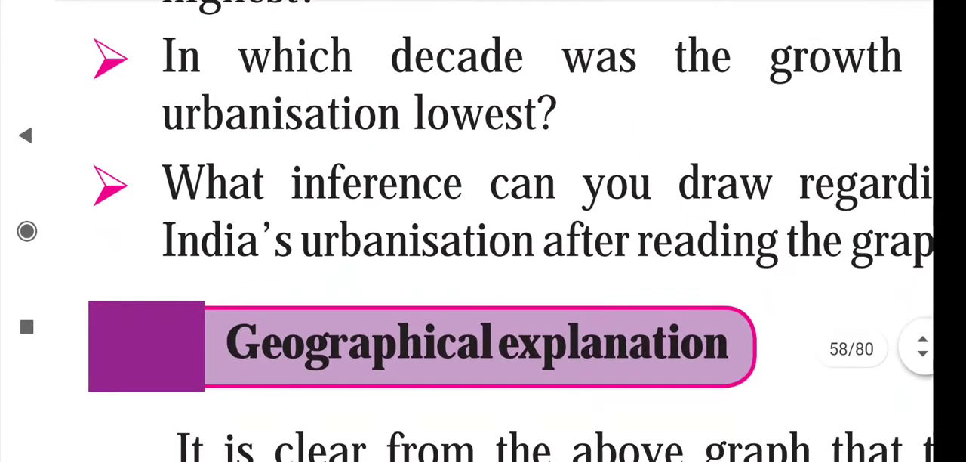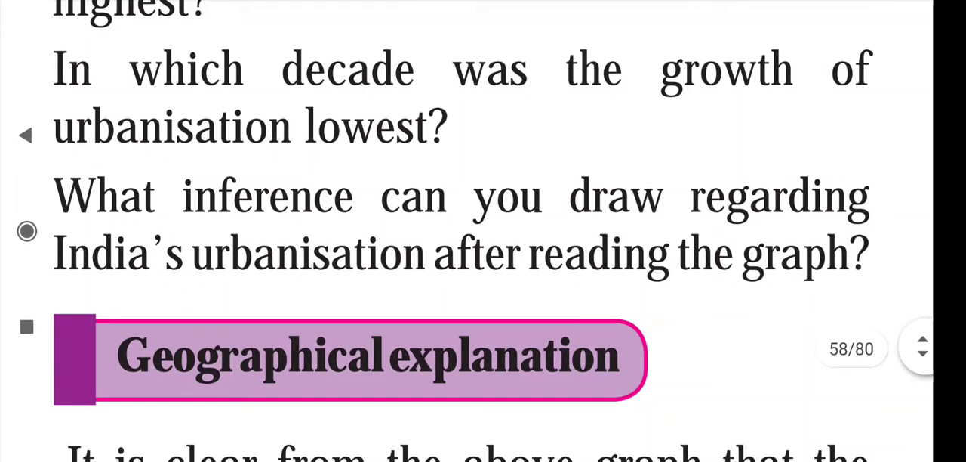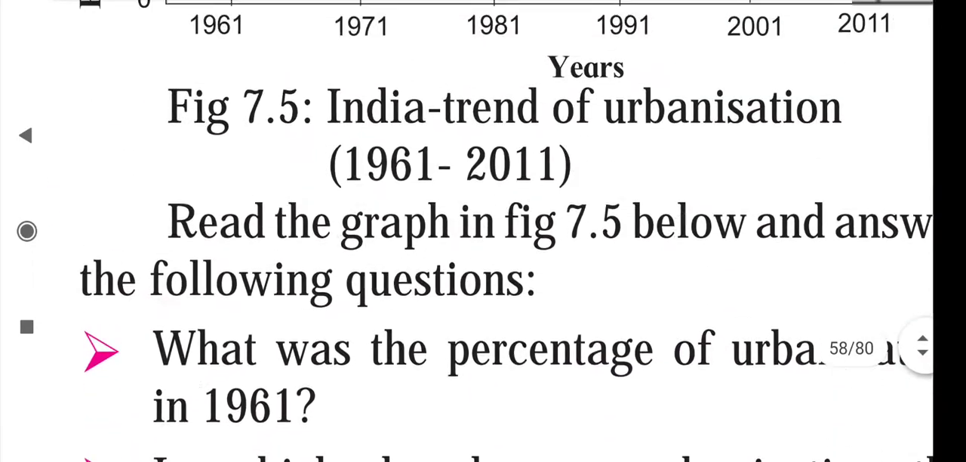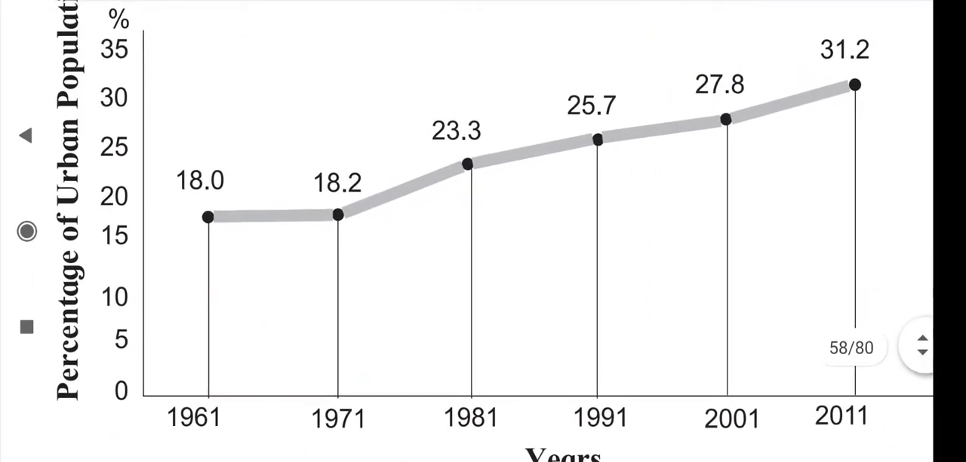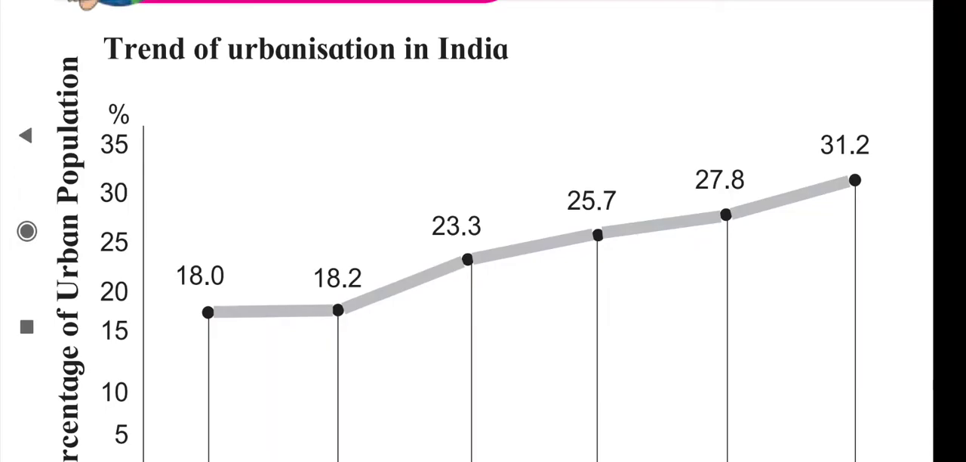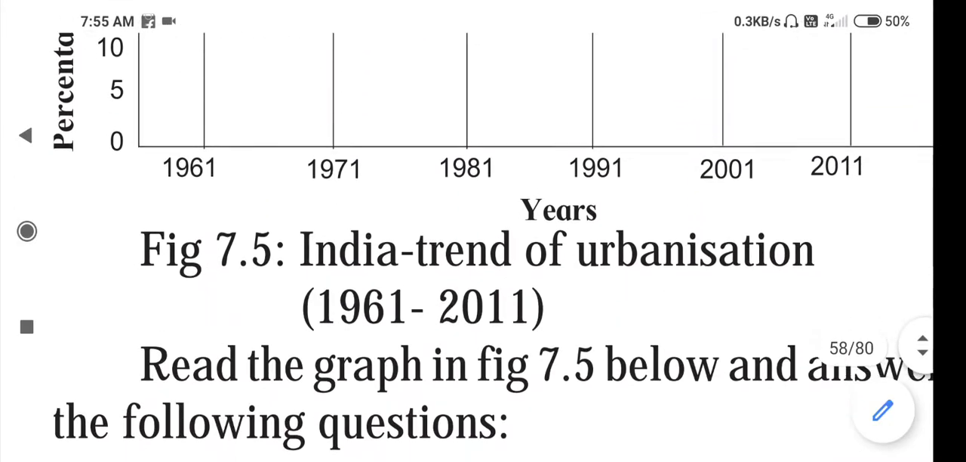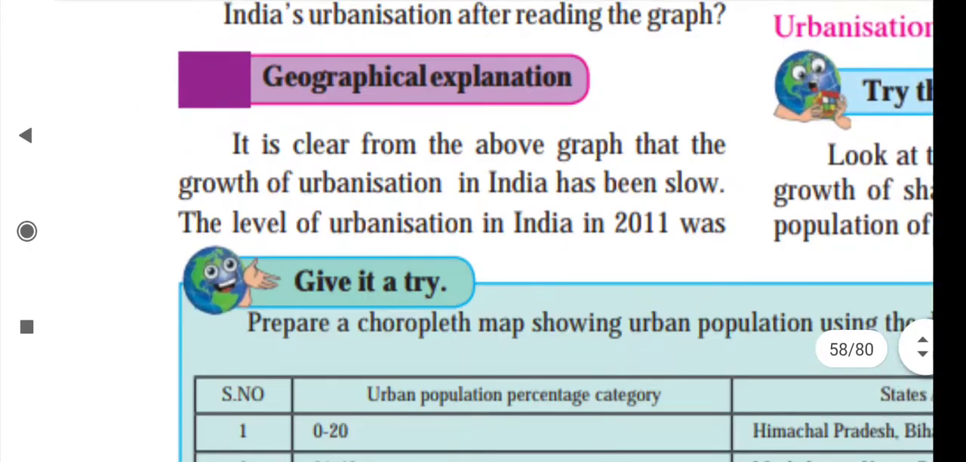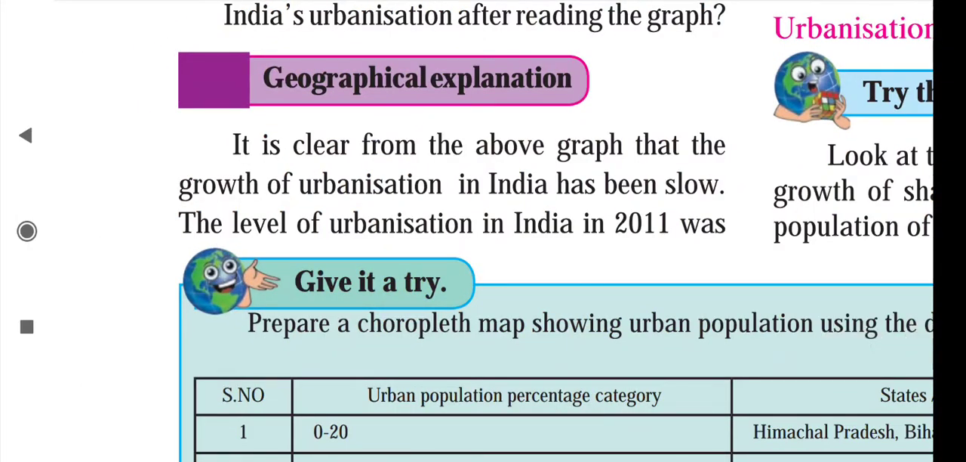Now next, what is given? What inference can you draw regarding India's urbanization after reading the graph? If you study the graph, you will find that the urban population is increasing. Now the explanation: it is clear from the above graph that the growth of urbanization in India has been slow. As we have seen, urbanization growth is slow in India.